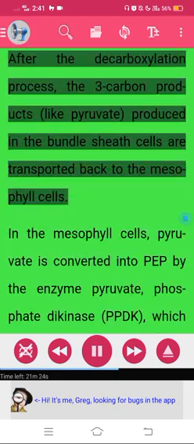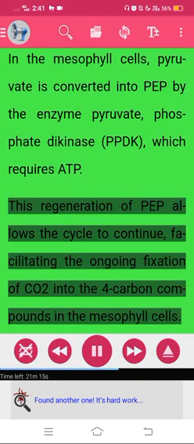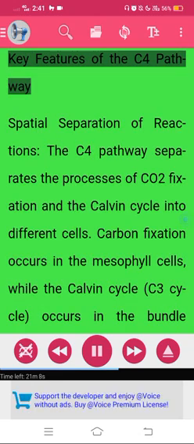3. Regeneration of PEP. After the decarboxylation process, the 3-carbon products like pyruvate produced in the bundle sheath cells are transported back to the mesophyll cells. In the mesophyll cells, pyruvate is converted into PEP by the enzyme pyruvate phosphate dikinase (PPDK), which requires ATP. This regeneration of PEP allows the cycle to continue, facilitating the ongoing fixation of CO2 into the 4-carbon compounds in the mesophyll cells.